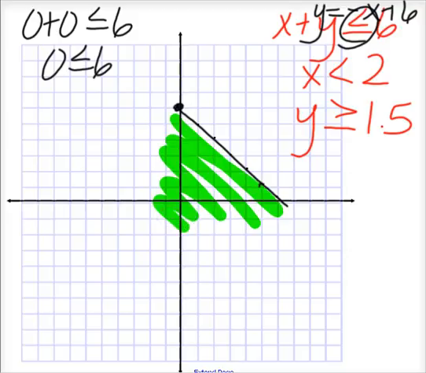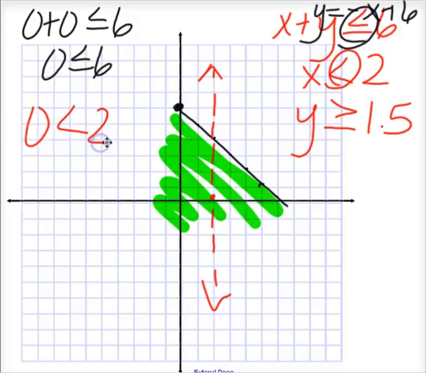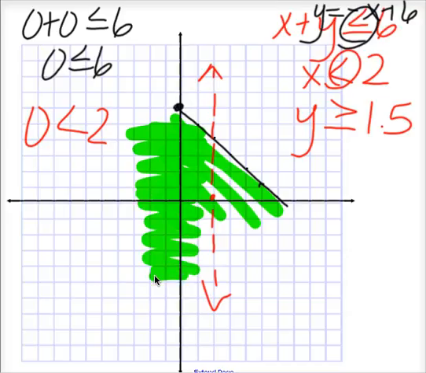All right, next inequality. x is less than 2. Look at it as x equals 2. Here's x equals 2. It's going to be a dotted line or dashed at x equals 2. Putting 0 in, 0 is less than 2. This is also true, so I'm going to shade everything to the left of my line. All right, so now I can kind of ignore this shading because that wasn't in common with my x is less than 2.